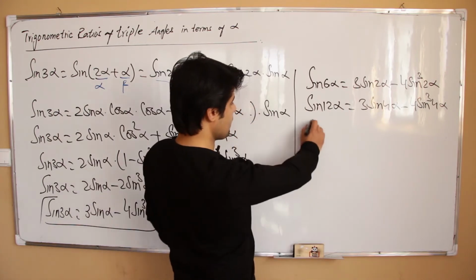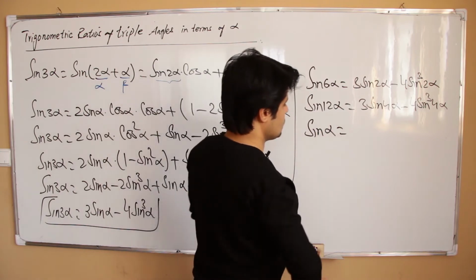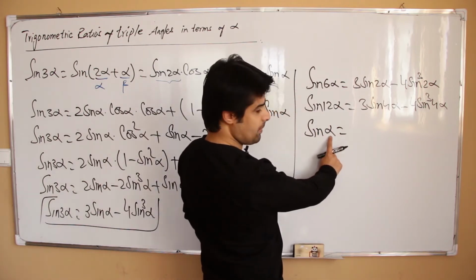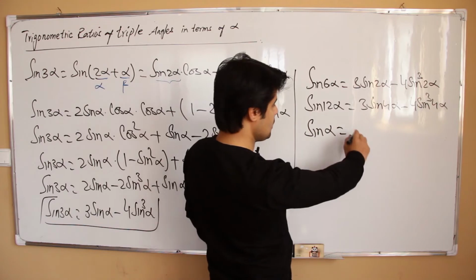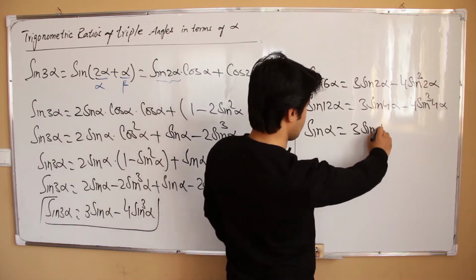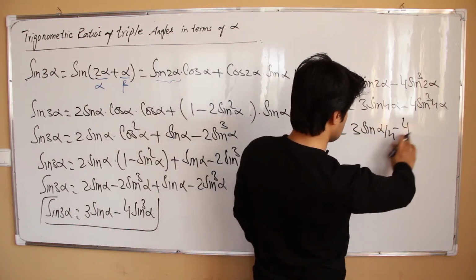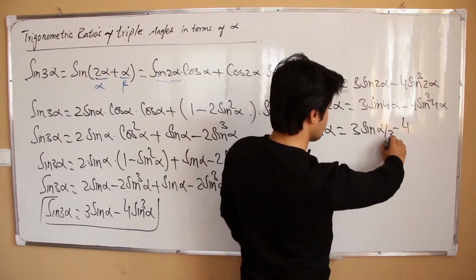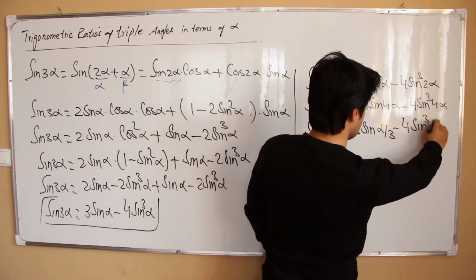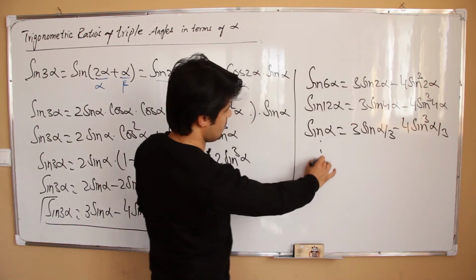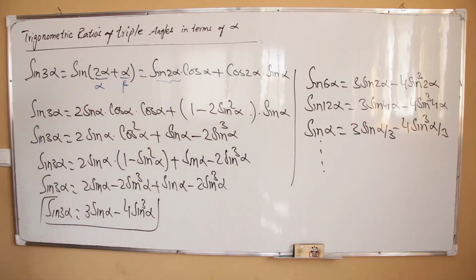Yes. If I have sine of alpha, so this is the triple form of alpha by 3. We can use 3 sine of alpha by 3 minus 4 sine cube of alpha by 3. Like this one we can use. Write it please.